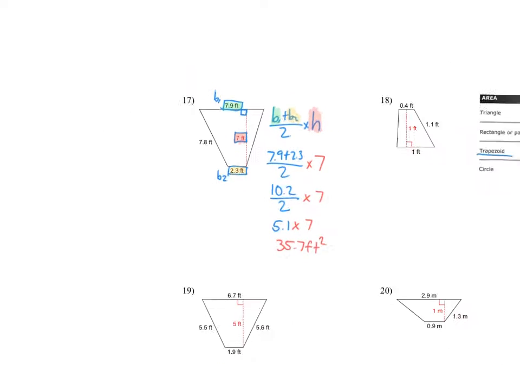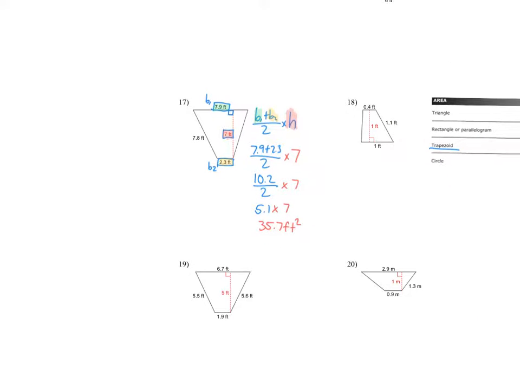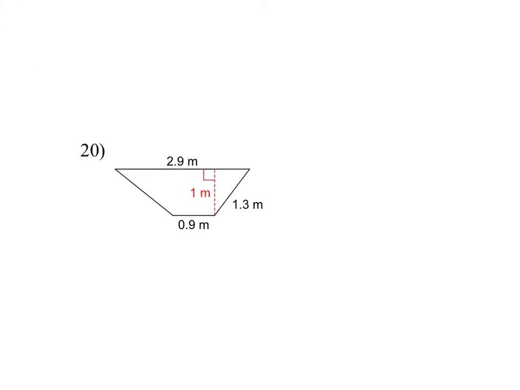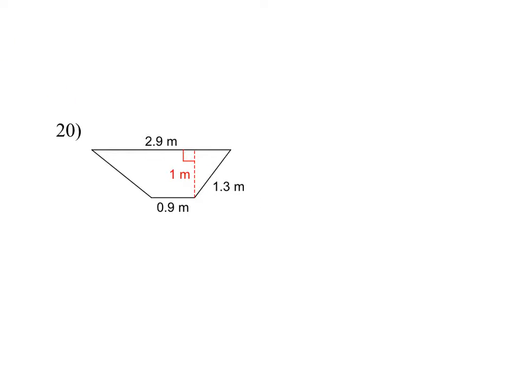I know these are tough, so I want to make sure I do at least one more with you. So we're going to take a look at number 20. Same thing. We are going to be using the formula base 1 plus base 2. We divide those two, or find the average of them, and we multiply by the height. That's supposed to be an H.